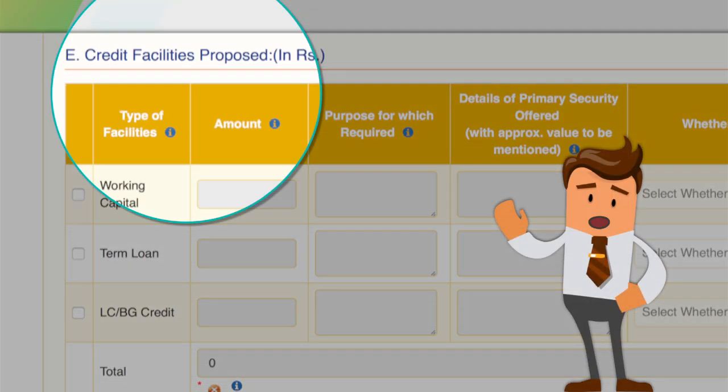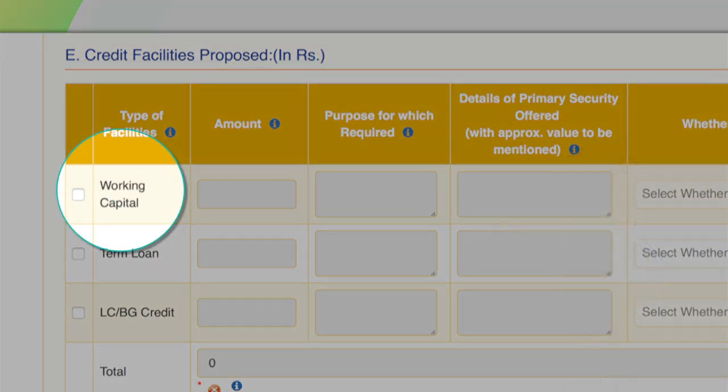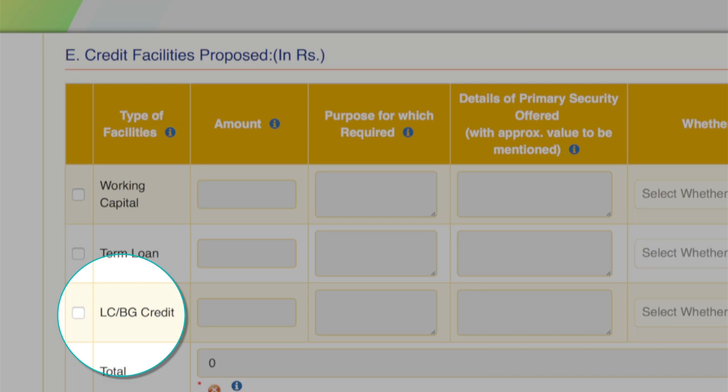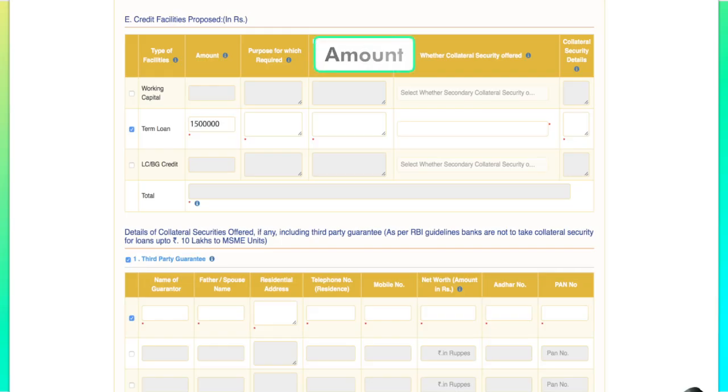Part E deals with the credit facilities that the applicant wants to avail. It is bifurcated into working capital, term loan, and letter of credit or bank guarantee credit. The applicant needs to enter the amounts corresponding to the type of facility. The applicant needs to type in the purpose for which the loan is being taken.